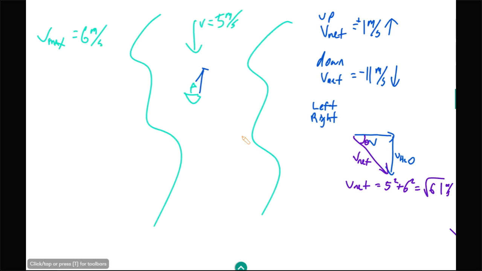The left case would look exactly the same, except the only difference would be we'd be going that way with the same square root of 61 meters per second in there. The angle would even be the same, just pointing down of left instead of down of right, or south of west instead of south of east, that sort of thing in there.